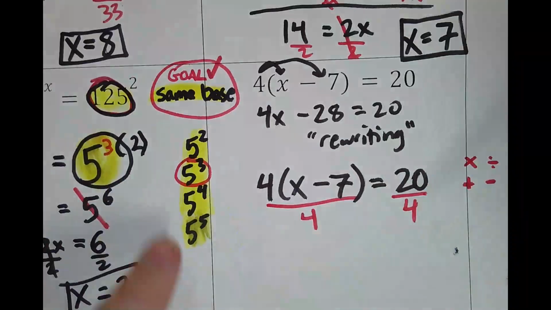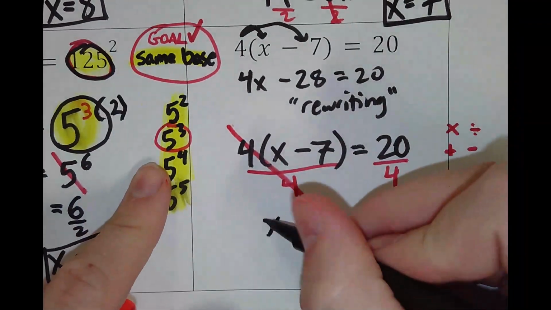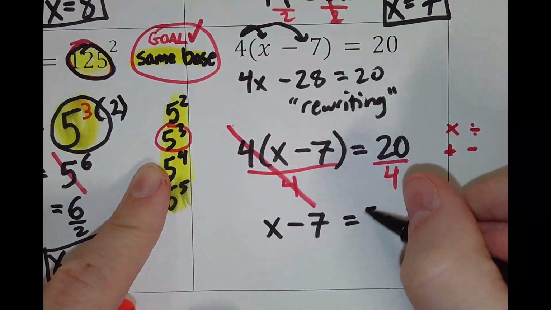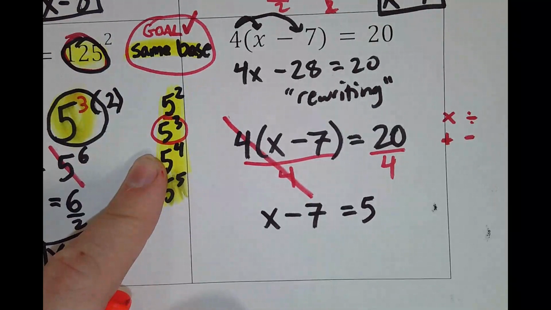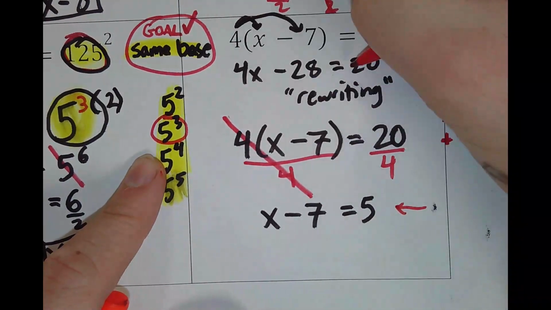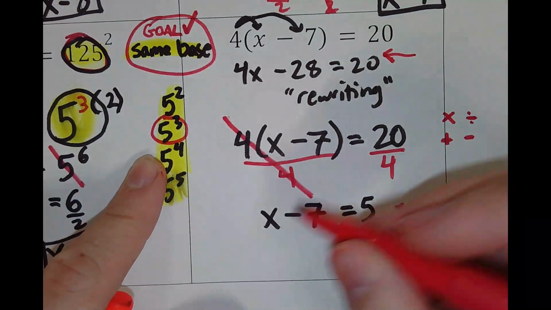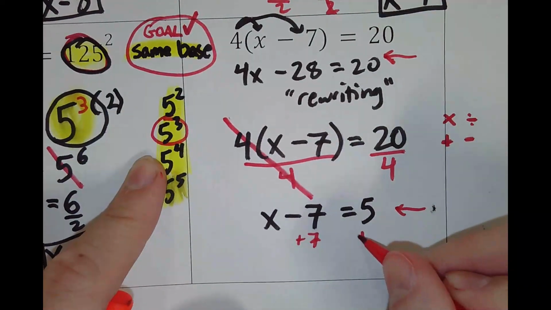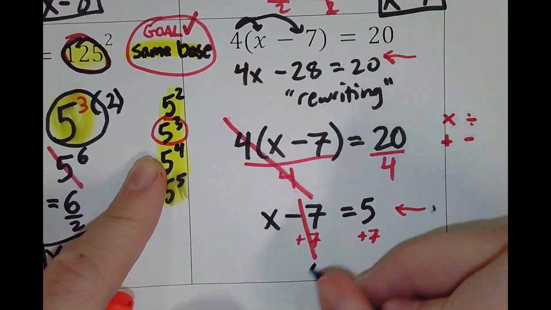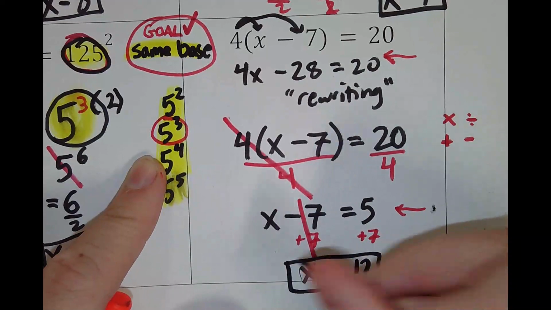Does 4 go into 20? Yes, it does. So I will cross off the 4's. That leaves us with x minus 7 equals 20 divided by 4 is 5. Now compare this to this. A 2-step problem versus a 1-step problem. I prefer the 1-step problems. Let's add 7 to both sides since the opposite of subtraction is addition. And that's going to give us our answer. X equals 12. 5 plus 7 is 12.